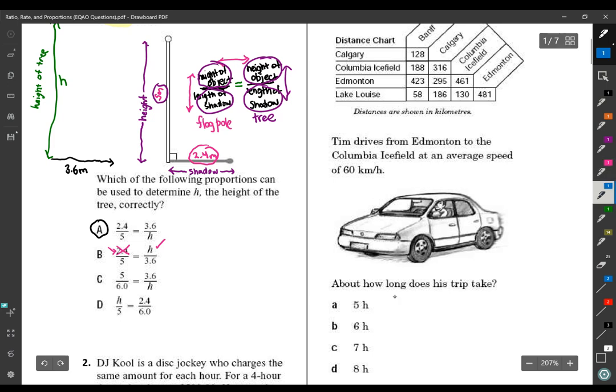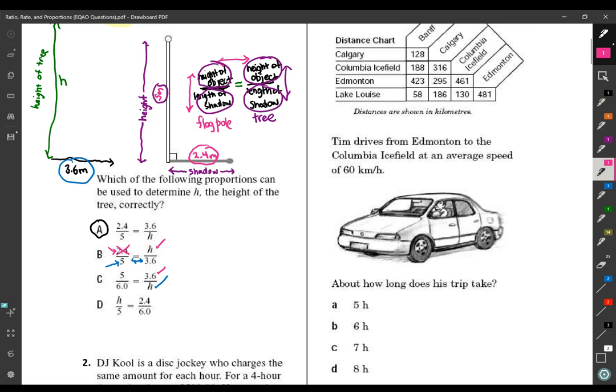And similarly, on the bottom, we have the height of the flagpole, but it's across from the length of the shadow of the tree. So again, our numbers are not aligned correctly. Okay. If we look at C, we can see that H is on the bottom, so that's the height of the tree, and we can also see that the length of the shadow is on the top.